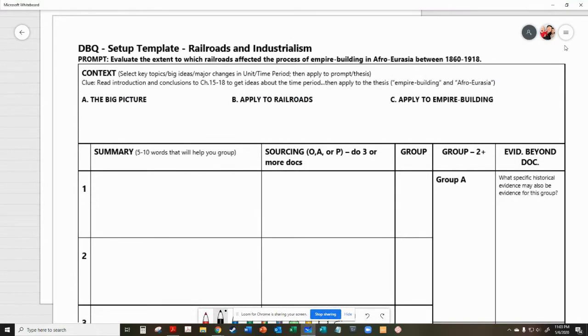Now, I've provided a few items here that might help in examining the context. In this case, for the context, you want to start off with the big picture and the big ideas. Now, I don't want to give you any responses or answers here, but you can get quite a bit from the prompt itself. So first of all, railroads are going to be a clue in terms of the time period if you don't already know it from the date itself here. Again, railroads and the process of empire building.